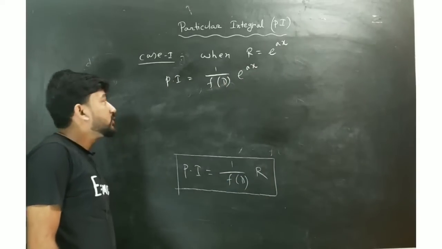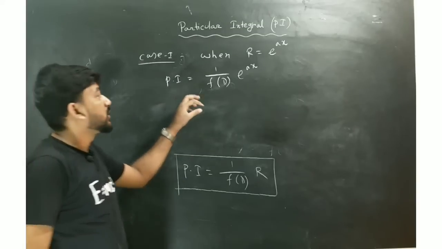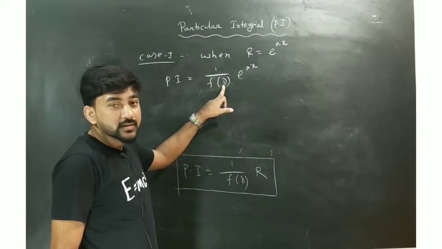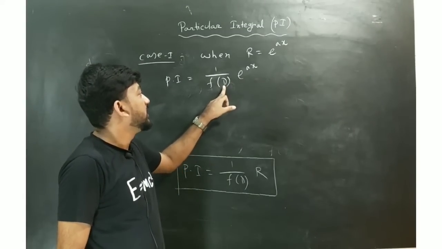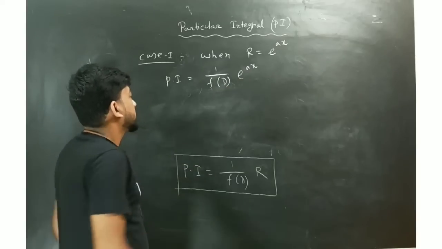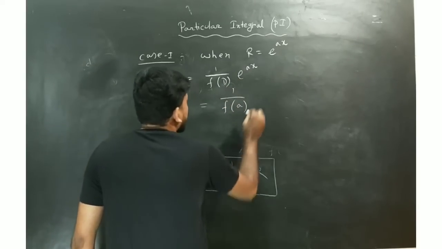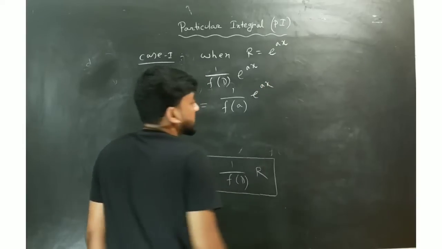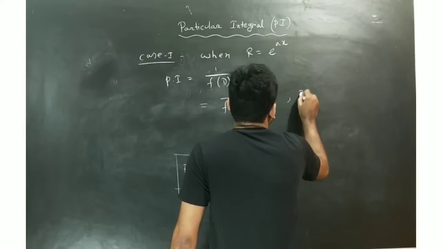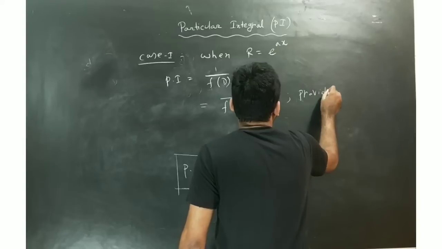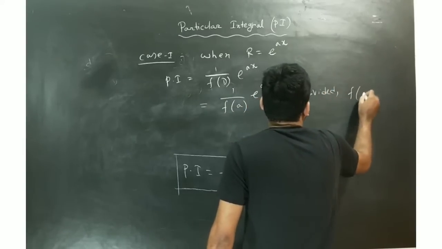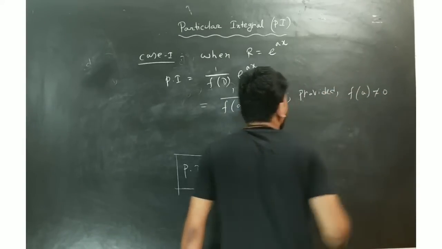Now how can you find this particular integral from here? You just put D as a. So you have to put D as a, and this will be a function of a. So that will be 1 upon f(a) e to the power ax, and obviously it is provided that f(a) is not equal to 0.